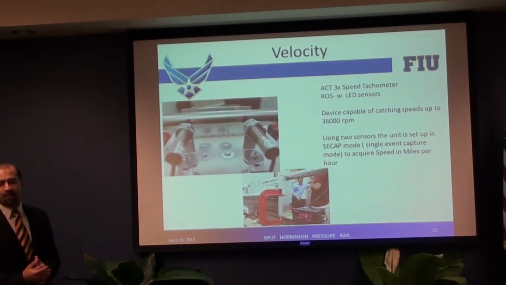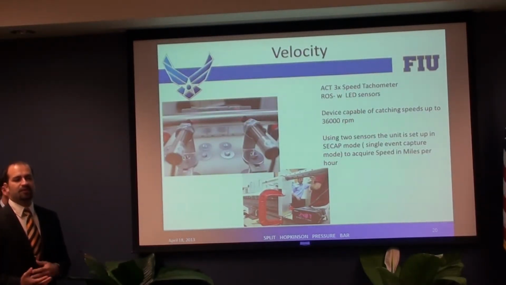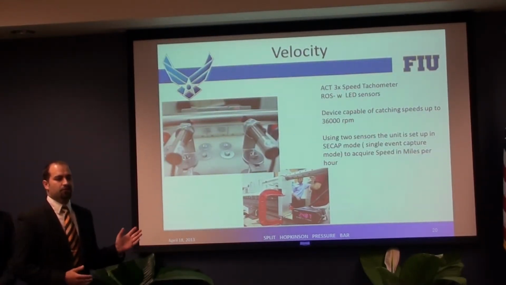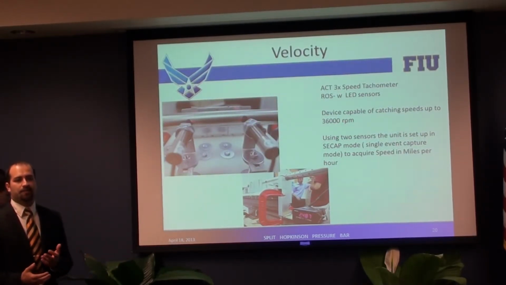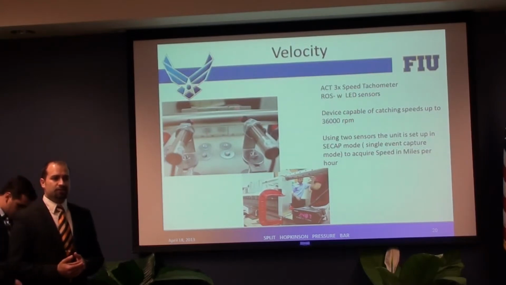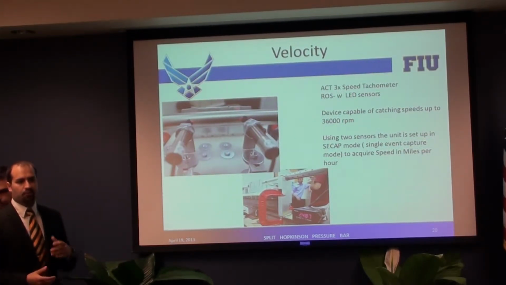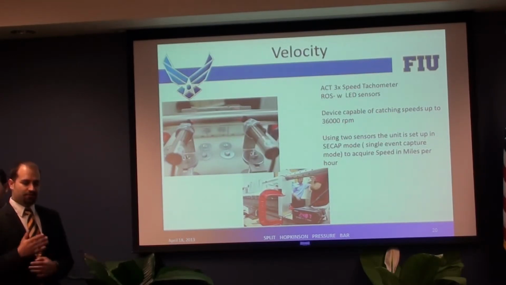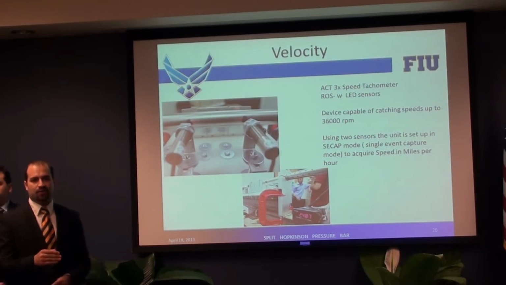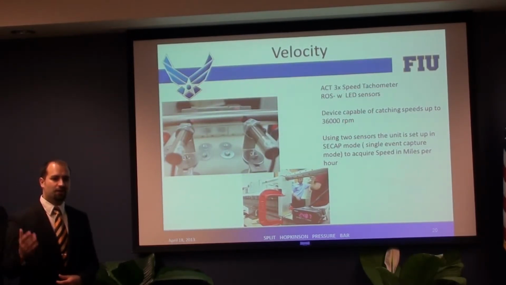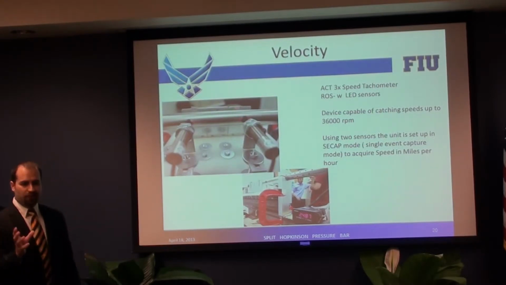For the velocity data acquisition, we're using a tachometer and remote optical sensors. This unit will be programmed in TCAP mode, which means single event capture mode. Knowing the distance between the LED sensors, we program the unit so that the first LED will trigger the timer on when the striker bar passes through it, and the second LED will trigger the timer off. In internal memory, it will calculate the speed, and it will read in miles per hour.